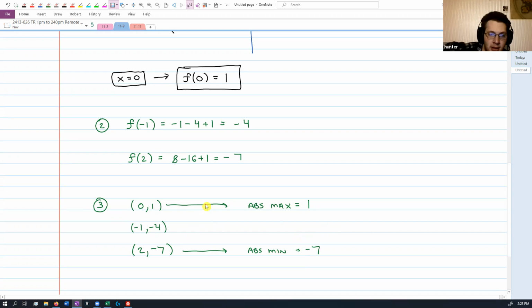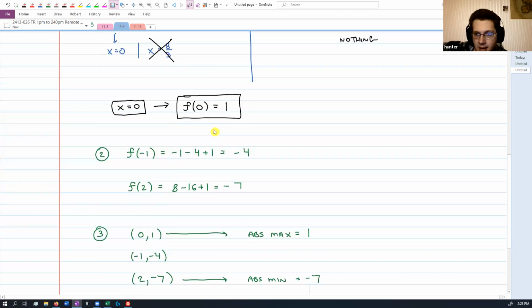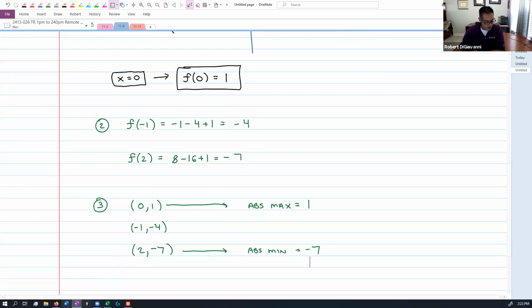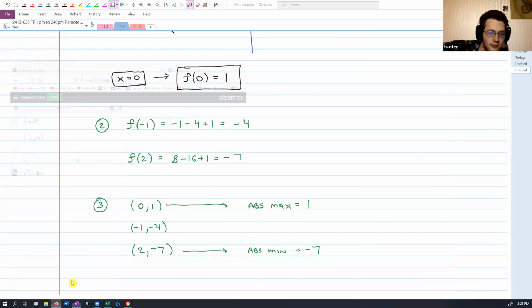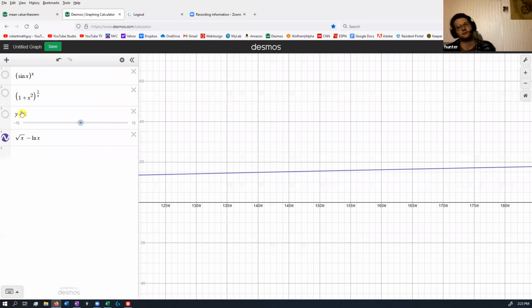I'd put money on that 8/3 being the absolute minimum overall, if you extend it out past that. Yeah, let's take a look at the graph.